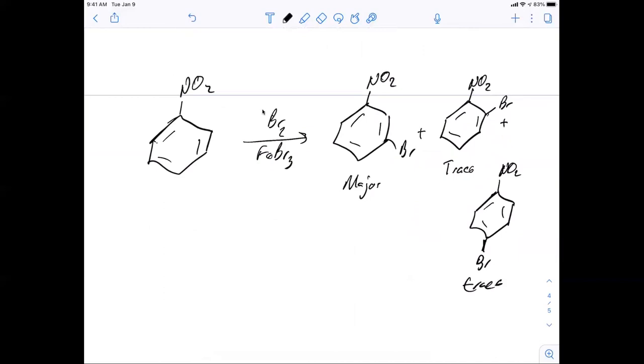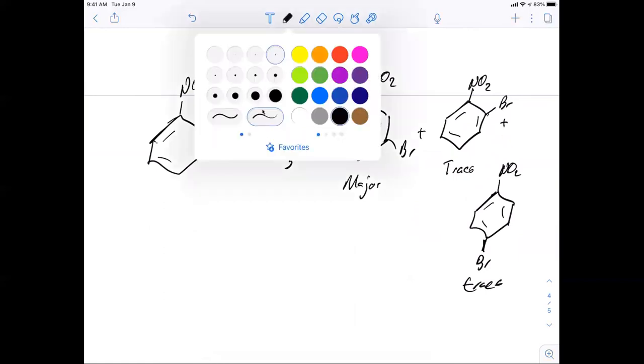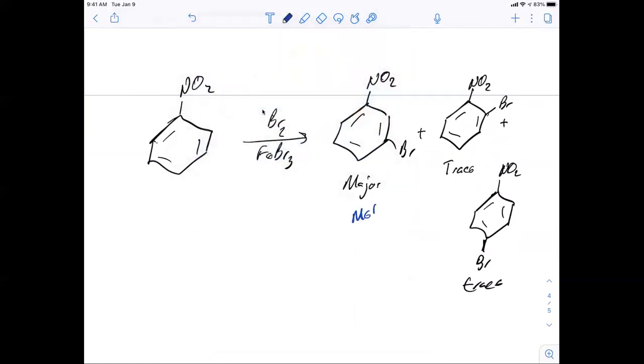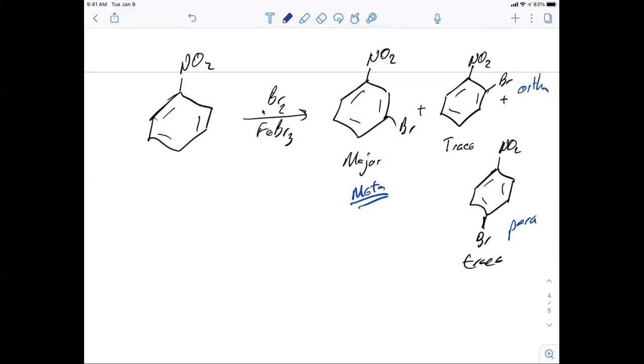So we see a little more than trace. We see small percentages, right? But in this case, it's our meta that is going to be our major product, and our ortho and our para that are going to be minor products. So again, the transition states can explain this. So going through the mechanism, let's add the bromine.